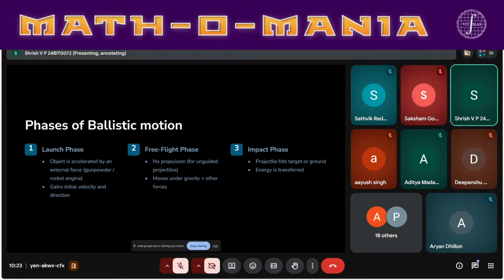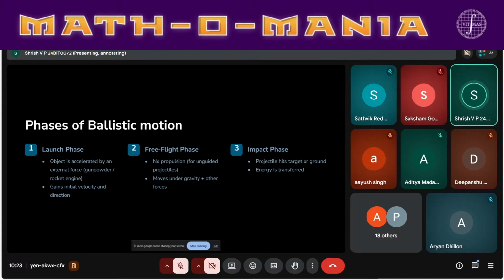This is the phase where the projectile is no longer powered. There is no thrust. There is no external force. There is no engine pushing the projectile. So now motion is governed by forces like gravity, air resistance, wind, possibly spin effects. This is where all the complexity we have discussed earlier comes into play, and this phase usually lasts the longest when compared to other phases.